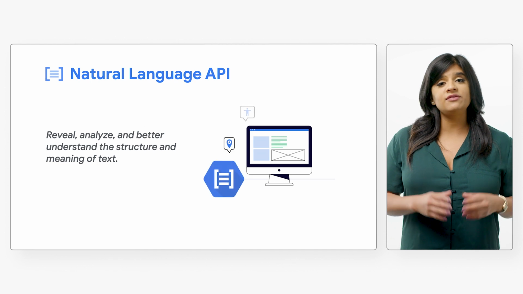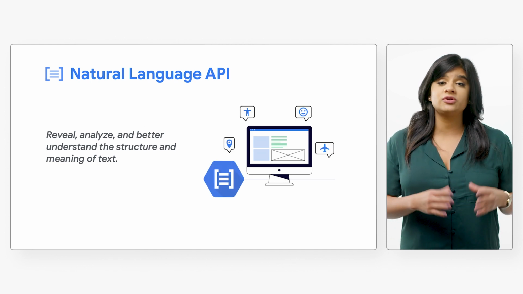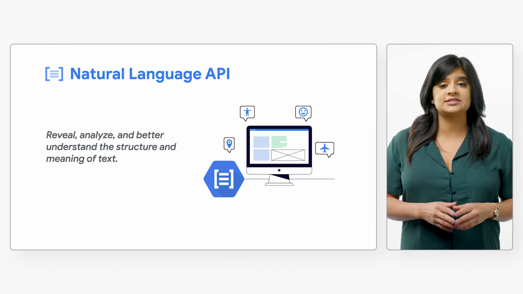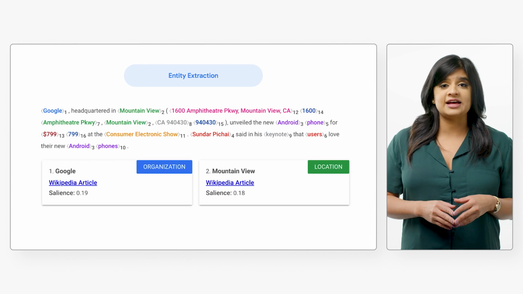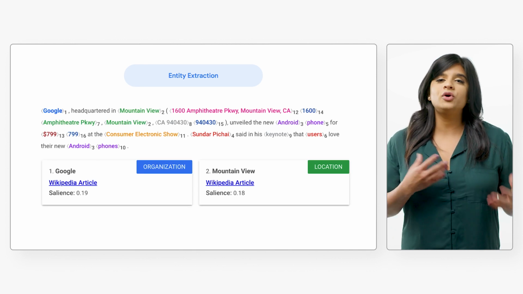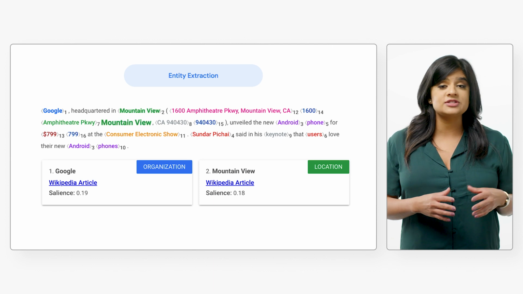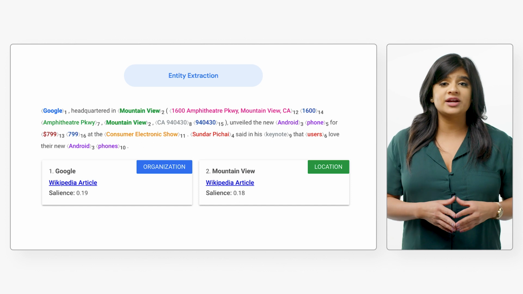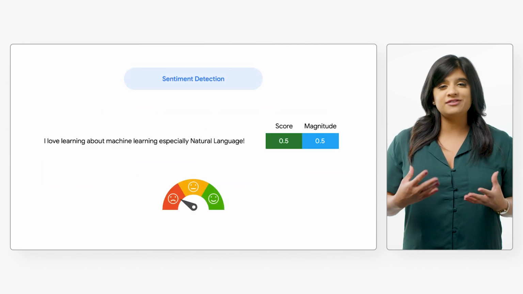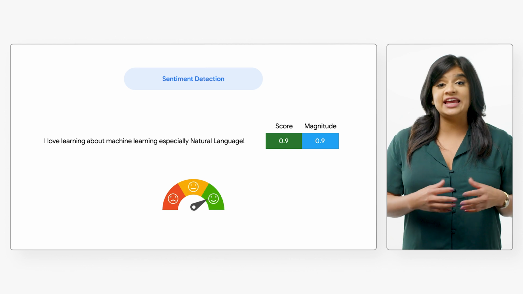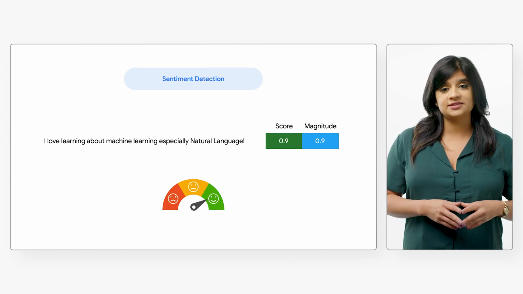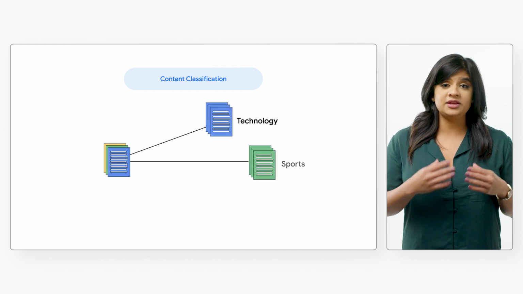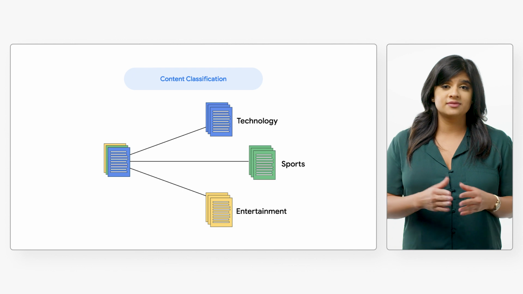Natural language. Derive insights from unstructured text using natural language understanding, which is the use of AI to perform reading comprehension tasks. This API allows you to perform tasks such as entity extraction, pulling key terms and phrases such as proper nouns, public figures, landmarks, and more. Sentiment detection. Get a score of the writer's attitude or emotional opinion, positive, negative, or neutral. So this can be used to analyze and boost your customer's experience. Content classification. Categorize bodies of text, which can then be used to guide recommendations for your users.